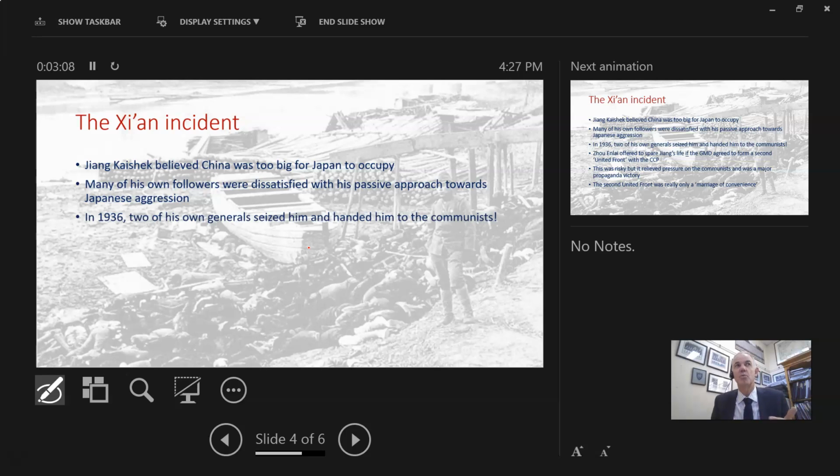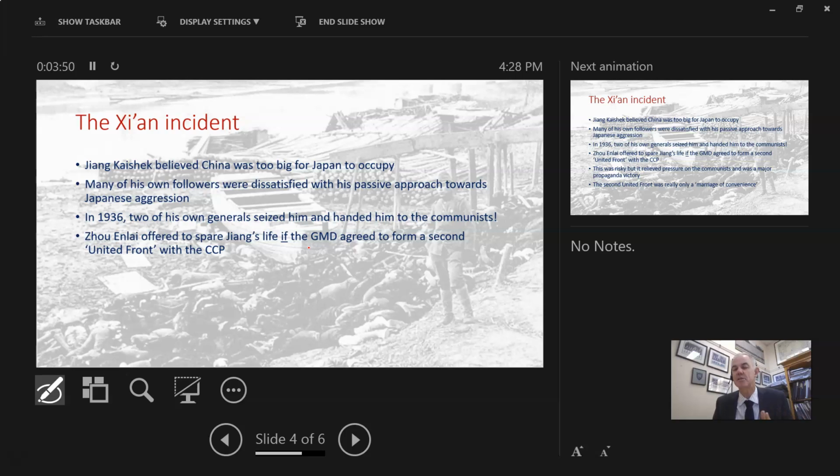In 1936, while Chiang was visiting the city of Xi'an, some mutinous soldiers in his own Kuomintang, and two generals in particular, seized him and handed him over to the communists. They thought Chiang was being a traitor to China. Now, the communists had the leader of the Kuomintang, and they could easily have executed him, but they made a tactical decision to spare his life. Zhou Enlai, one of Mao's right-hand men, said to Chiang, "We will spare your life on the condition that your forces, the Kuomintang, agree to form a united front with the Chinese communists." They'd been pushing for this for some time, to fight the Japanese.